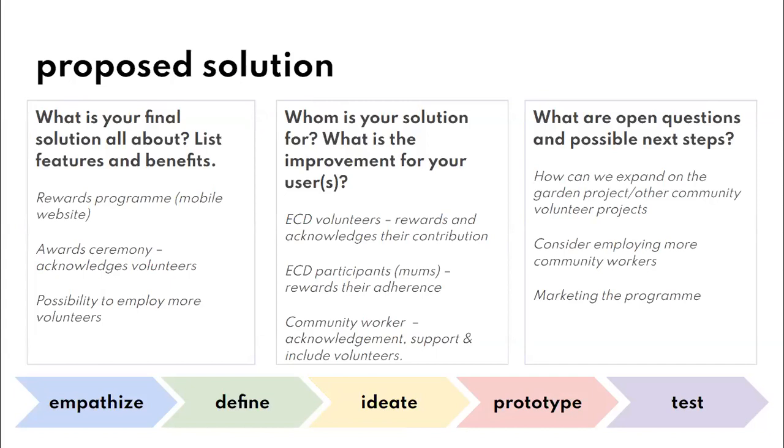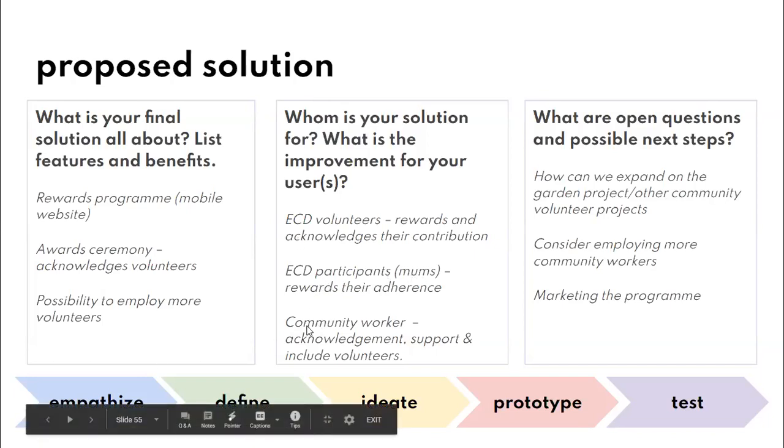The garden was out. They went back, let go of the garden, and refocused their whole project on the reward system, because that gave more incentive for people to do this type of caregiving work at home and to allow home spaces to be used as remote spaces, as extensions of the center. Whom is the solution for? And they said early childcare development volunteers, ECD participants, which were the mums, and community workers.